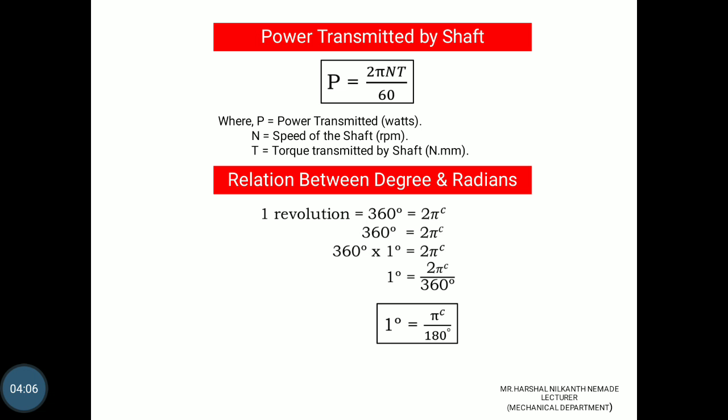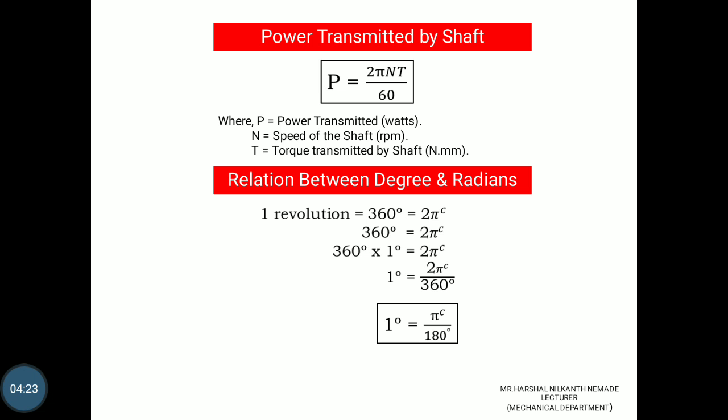Power transmitted by the shaft, P is equal to 2 pi N T divided by 60. This is also one formula. P is power transmitted in watt, N is speed of shaft in rpm, and T is torque transmitted by the shaft in Newton mm.